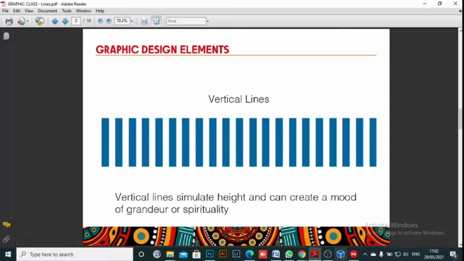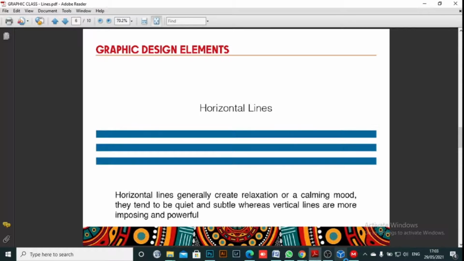The first one is the vertical line. Vertical lines stimulate the eyes and can create a mood of grandeur or spirituality. When you use a vertical line, you are trying to create height. The message you are trying to pass across is height. That's what it creates.